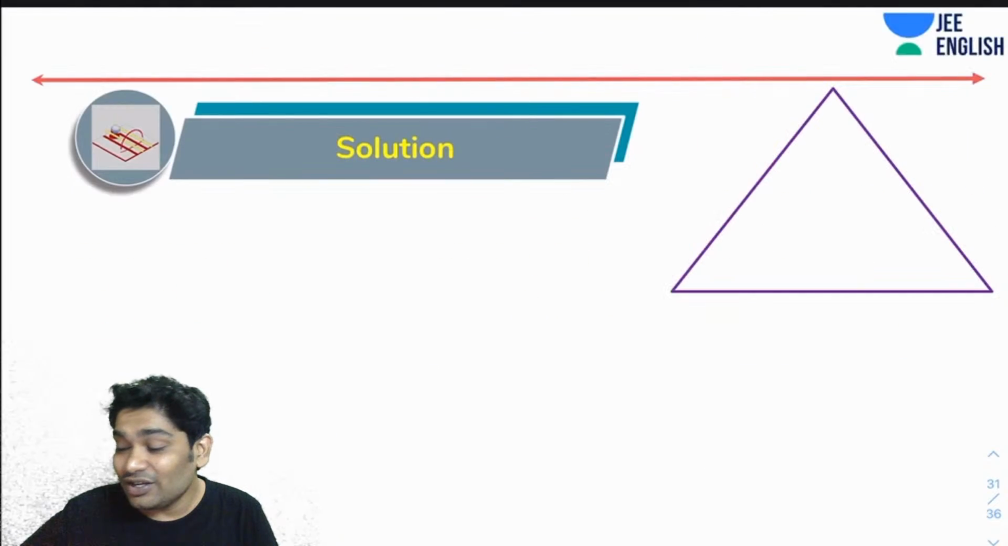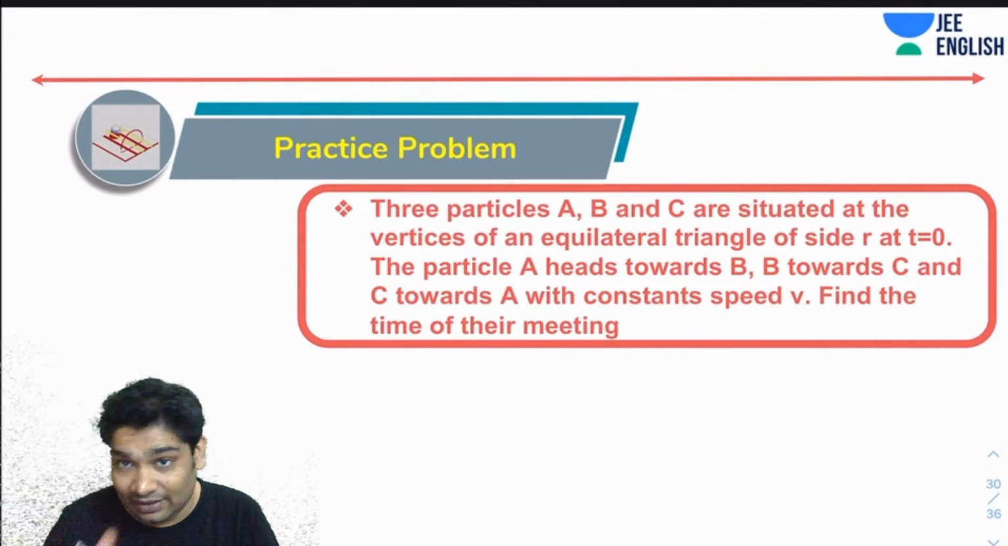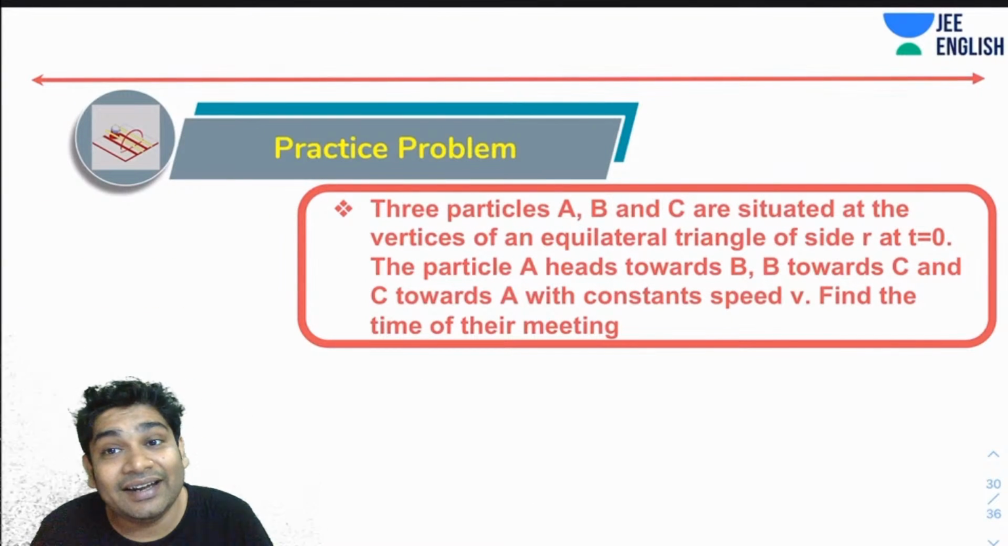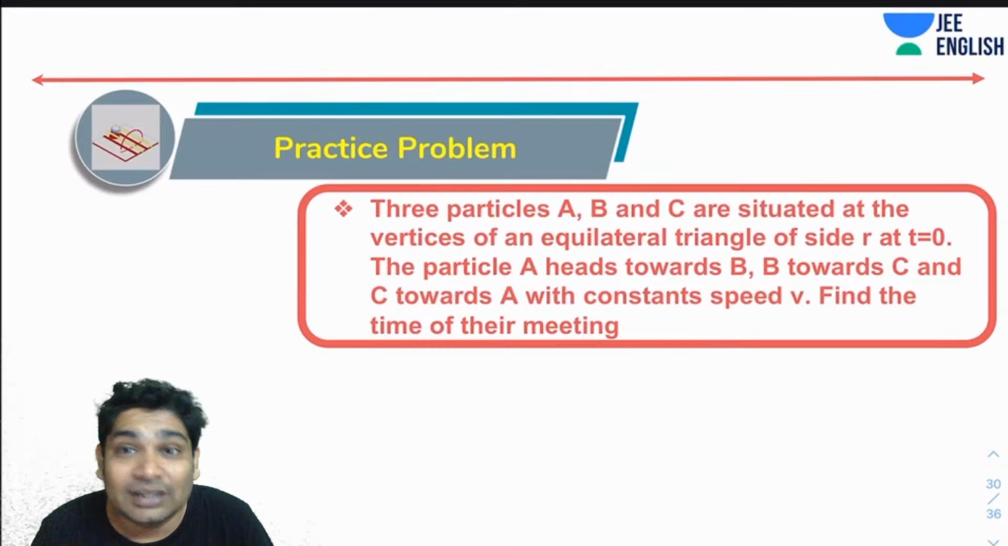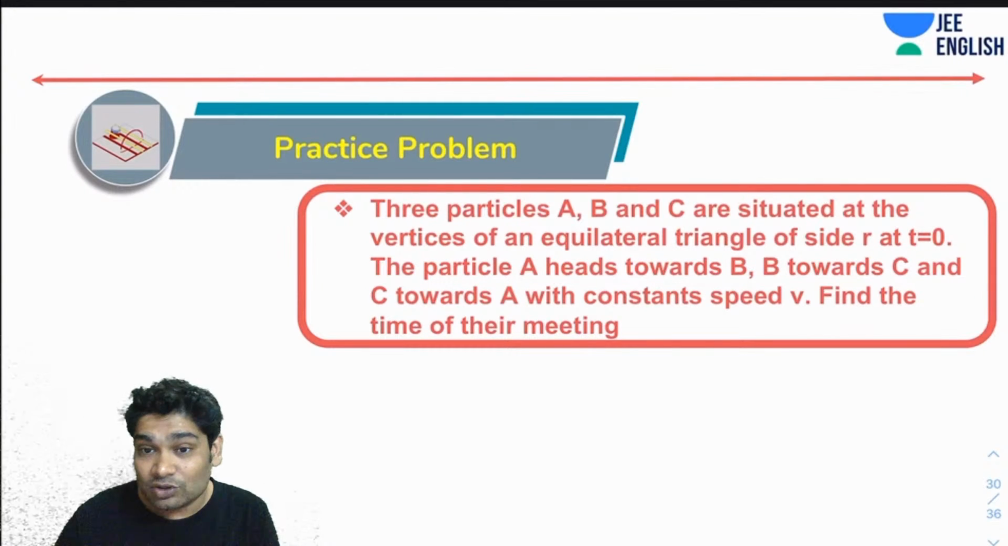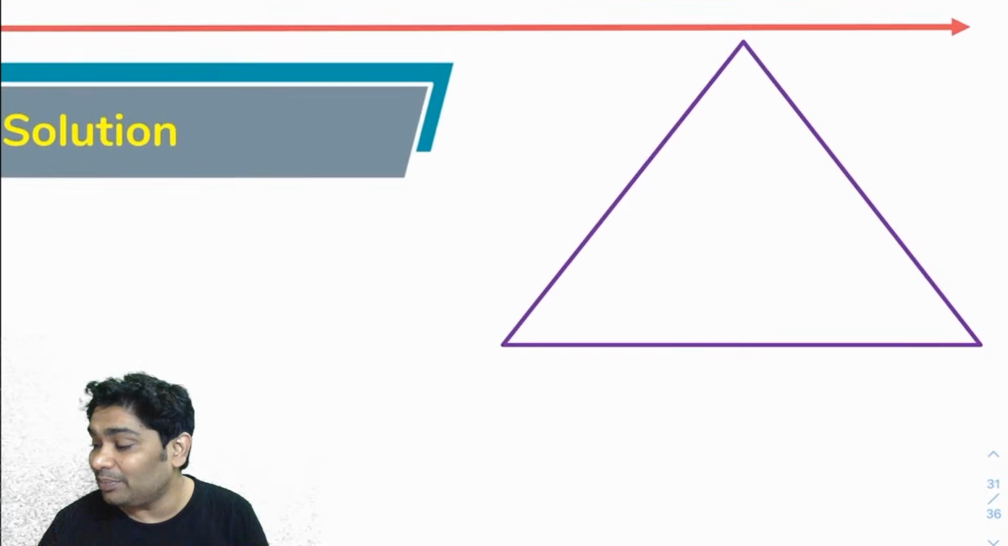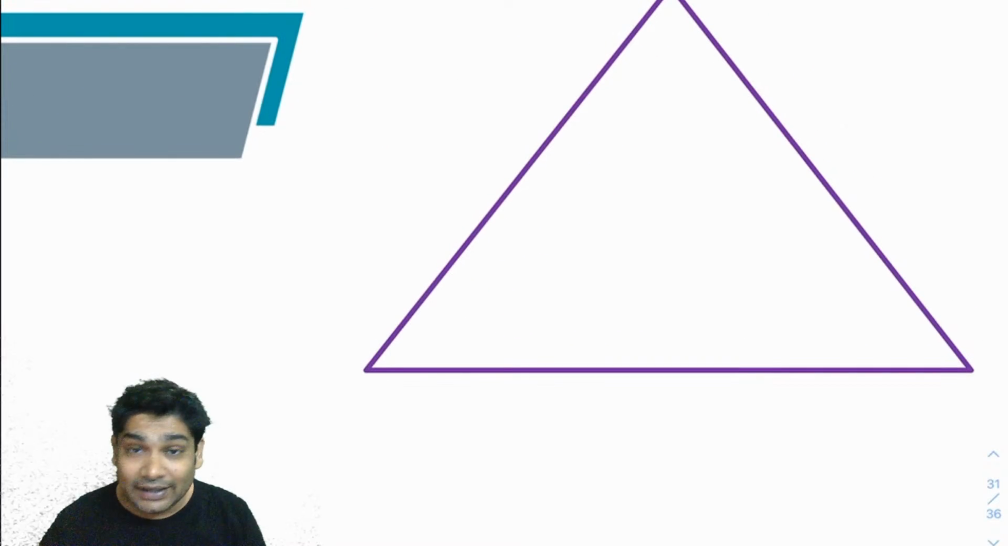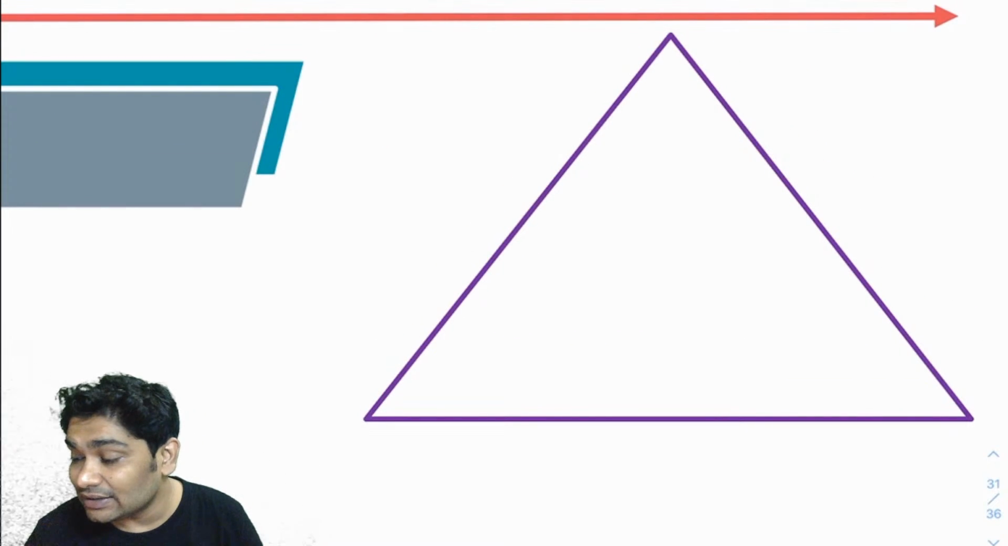Okay. So here you've been told that three particles are standing at the vertices of a triangle. So particle A starts heading towards B, B starts heading towards C, and C starts heading towards A with constant speed V. To find the time of their meeting. So first of all, let's see how they will meet. So at t equals 0, let's assume A is here.